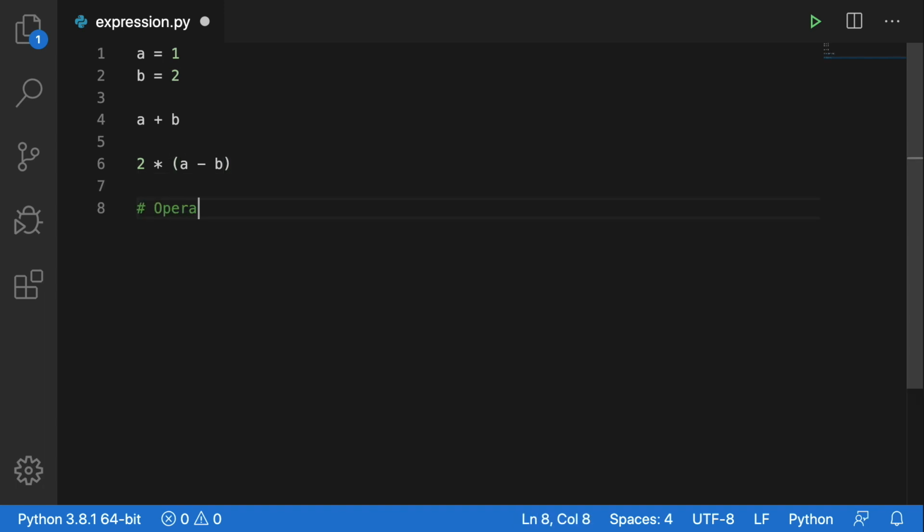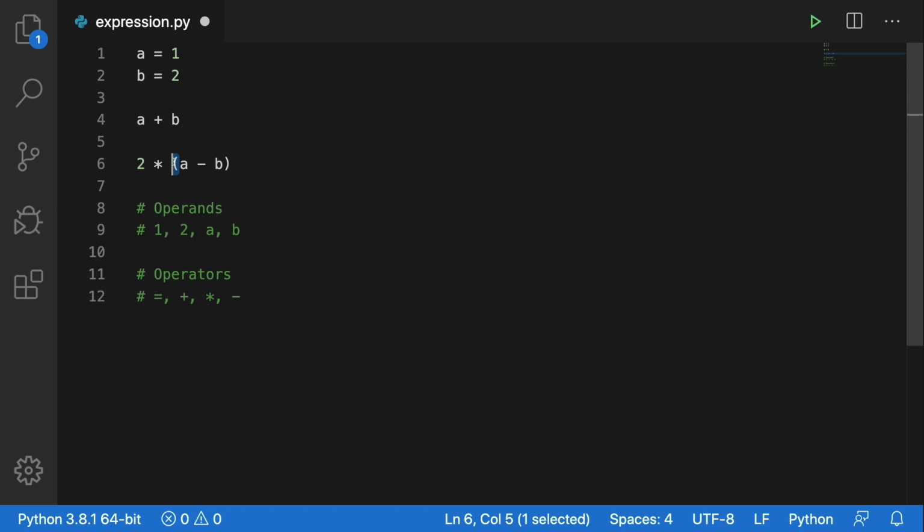So operands are 1, 2, a, and b. And operators are the assignment operator, addition operator, multiplication operator, and subtraction operator. Actually, parentheses is also an operator, but for these examples, it doesn't really matter for us right now.